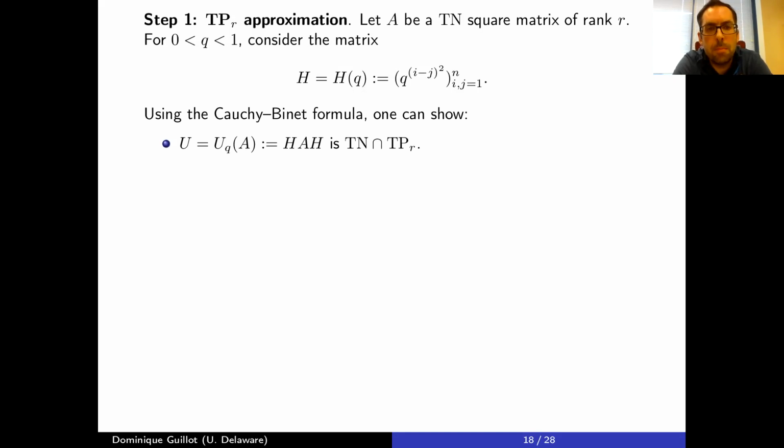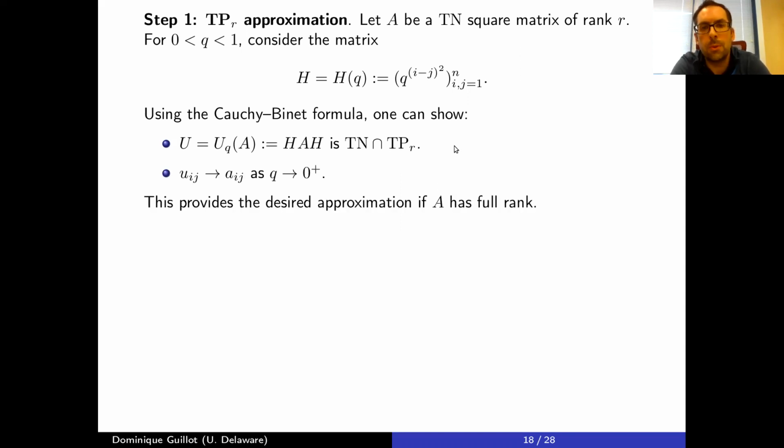If you use the Cauchy-Binet formula, you define the matrix HAH. First of all, using Cauchy-Binet, it's certainly totally non-negative. But if you compute carefully using the fact that the rank of the matrix is R, you can find that all the R by R minors will be strictly positive. So the matrix is therefore TPR. And then as you let Q go to 0, it's very easy to see that the entries of that matrix U will converge to the entries of the matrix A. And therefore, you found a TP approximation if the original matrix was full rank.